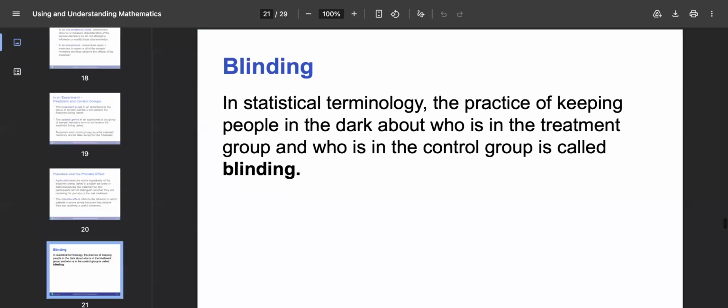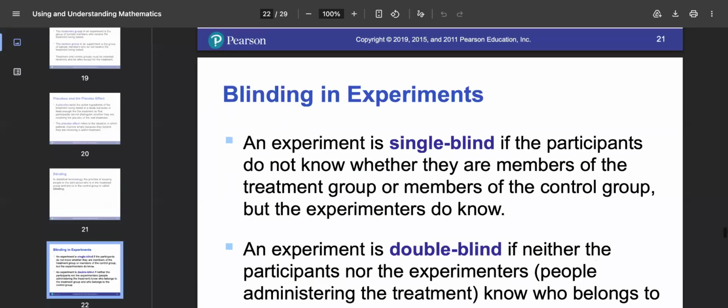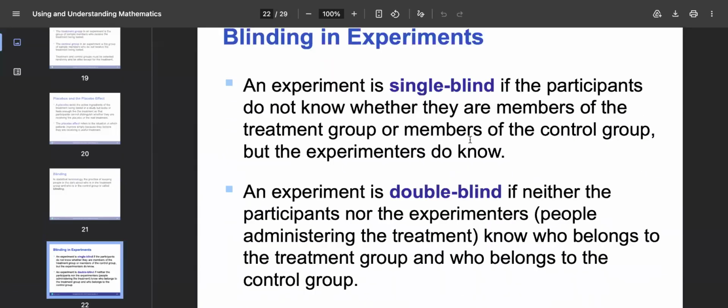And a lot of these things have a lot of money tied to them, especially if it's testing of a drug. So, how do you blind things? An experiment is single blinded if the participants do not know whether they are members of the treatment group or members of the control group, but the experimenters do know. So, this is one that I was saying, if I knew as the experimenter which drug you took, whether you took the real one or the fake one, not probably a good idea.